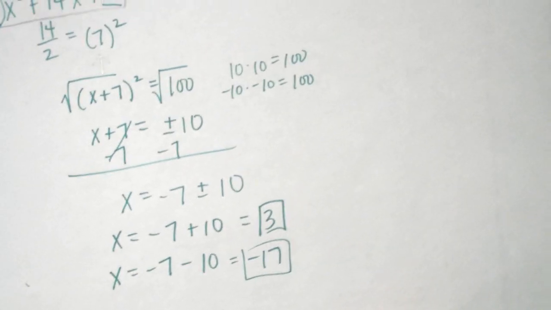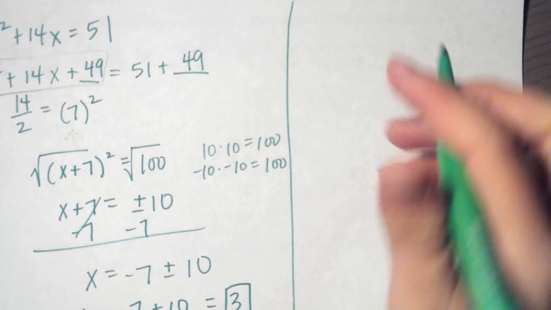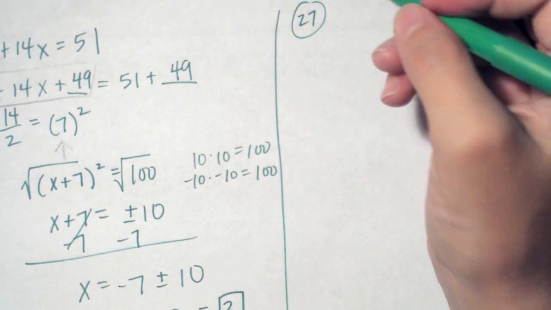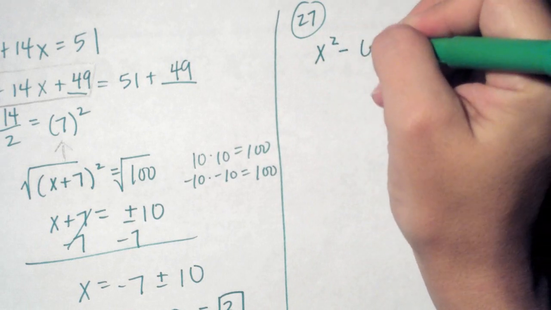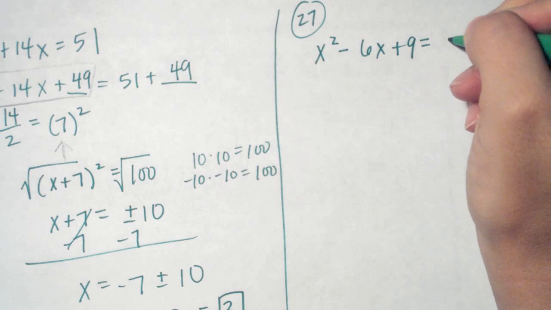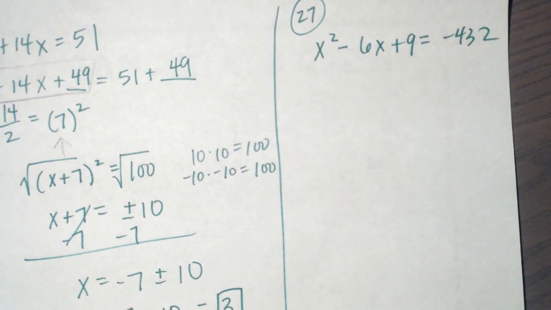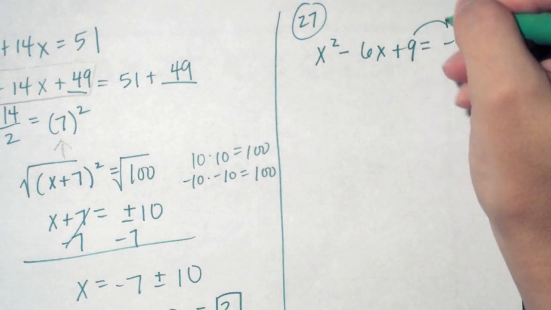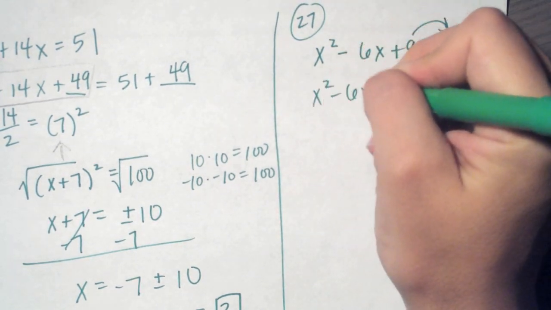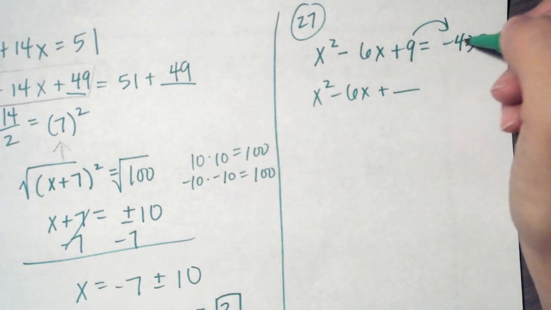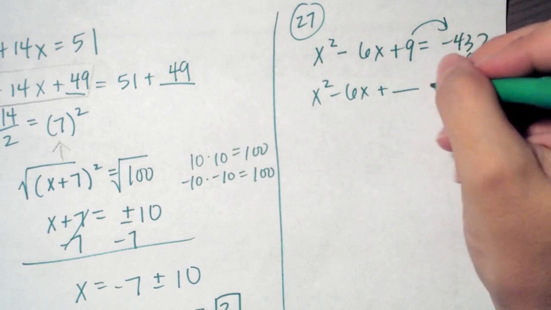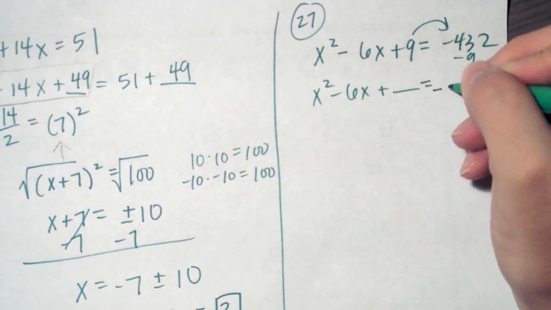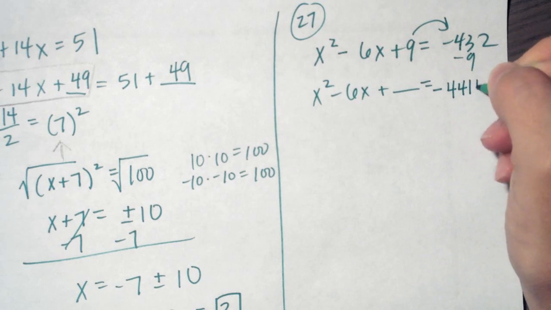Last one I'm going to do from this section is number 27. So I have x squared minus 6x plus 9 equals negative 432. So I want to complete the square here as well, but I need to move this 9 over. So I'm going to go ahead and do that and add my blanks. So this becomes negative 432 minus 9. That would give me negative 441 plus blank.